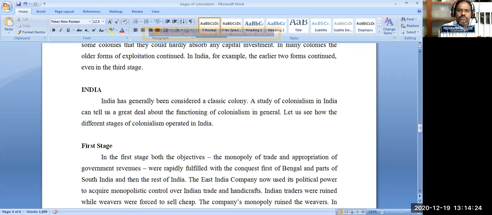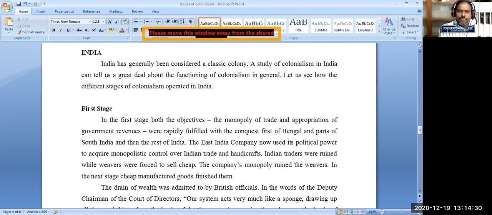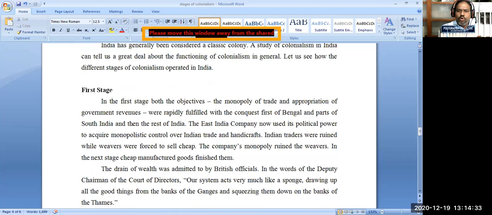Let us see how the different stages of colonialism operated in India. In the first stage of colonialism in India, both the objectives, the monopoly of trade and appropriation of government revenues, were rapidly fulfilled with the conquest of first Bengal and parts of South India and then the rest of India. The East India Company now used its political power to acquire monopolistic control over Indian trade and handicrafts.